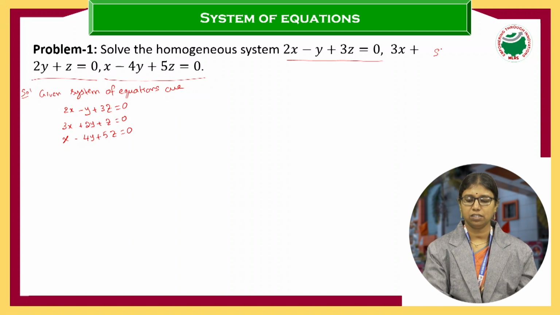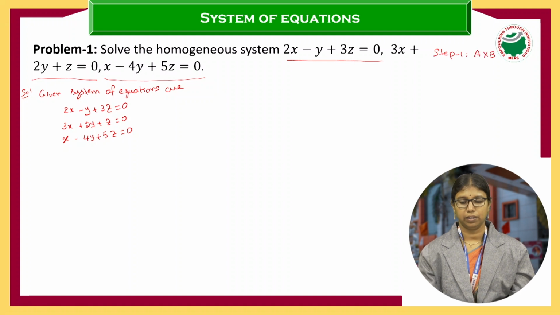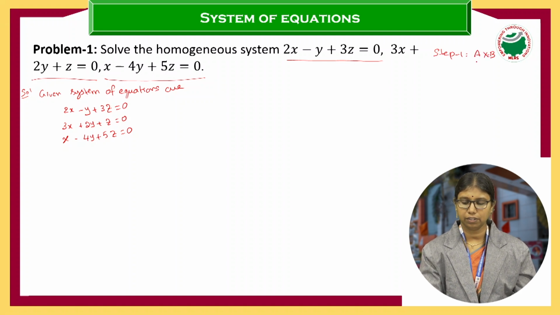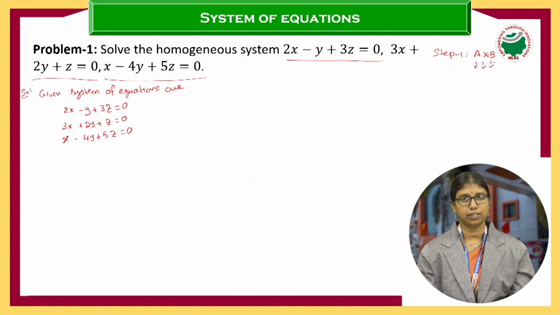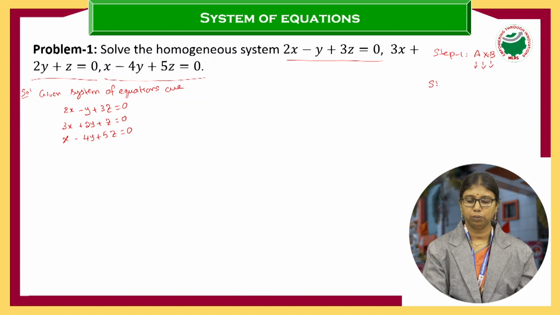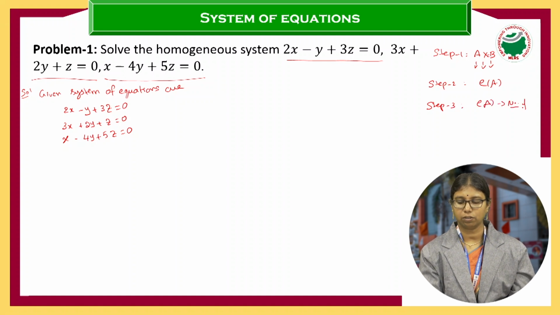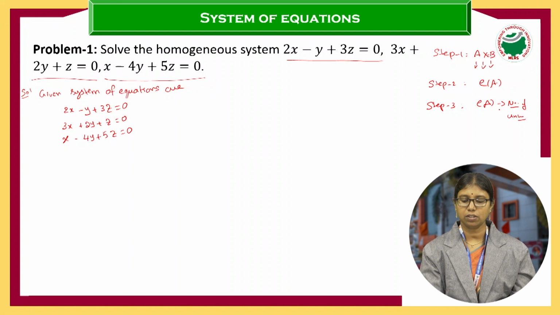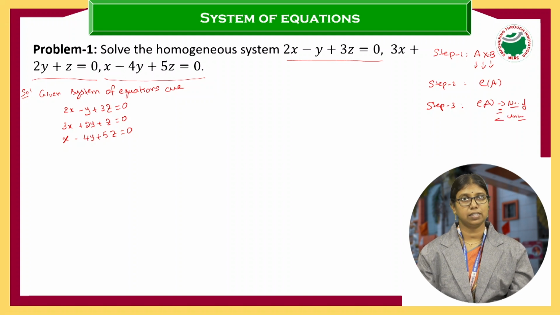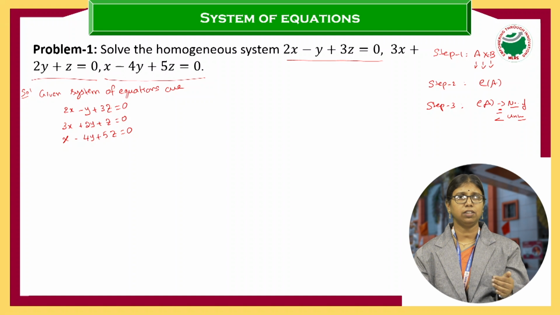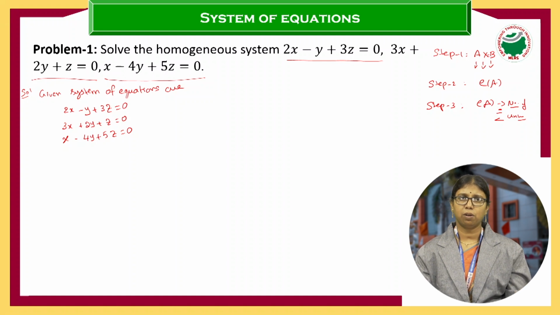Step 1 is you have to know the matrix representation AX equal to B. Here you have to identify what is A, what is X and what is B. Next, step 2, you have to calculate the rank of A. In step 3, you have to compare the rank of A with the number of unknowns. Basing on the relation, whether it is equal to or less than, you have to give the conclusion. So, we'll do the problem in 3 steps.